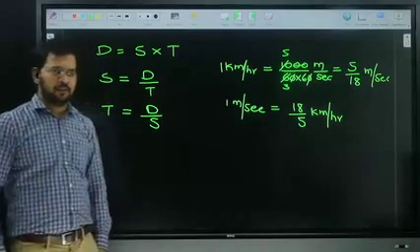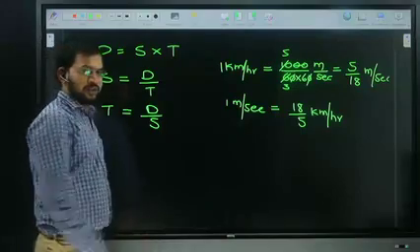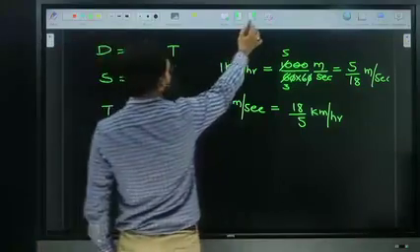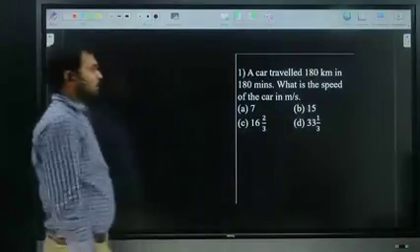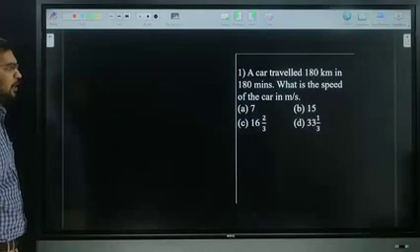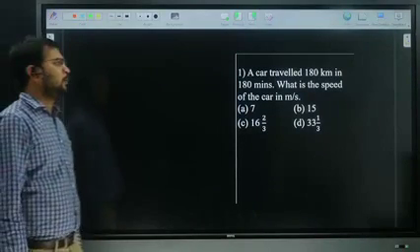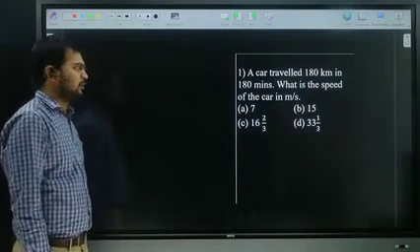Are you okay? Shall I move to the next question? Very good. So see the question. A car travels 180 kilometers in 180 minutes. They're asking, what is the speed of the car in meter per second?